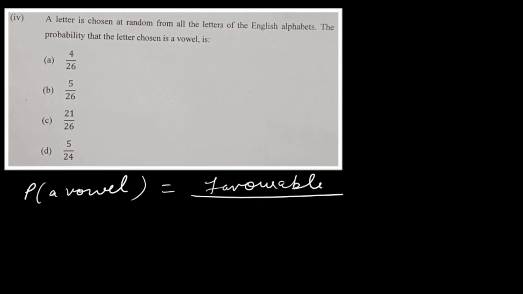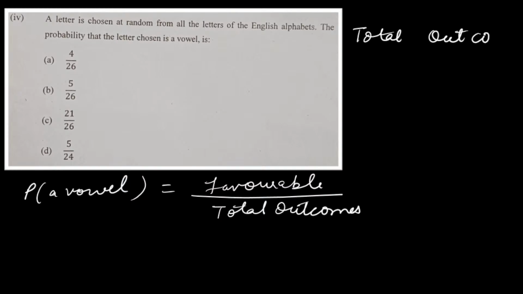First of all, we know the probability formula. We have to find the probability of a vowel. Probability is favorable outcomes by total outcomes. Now, how many English alphabets do we have? Total outcomes will be the total number of alphabets, because we have to choose from that only. So the total number of alphabets is 26.